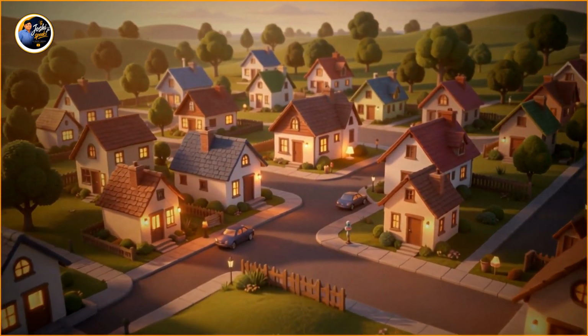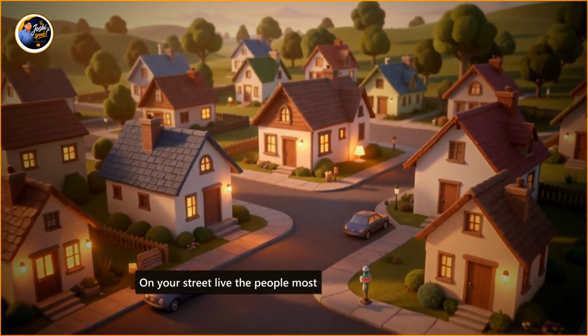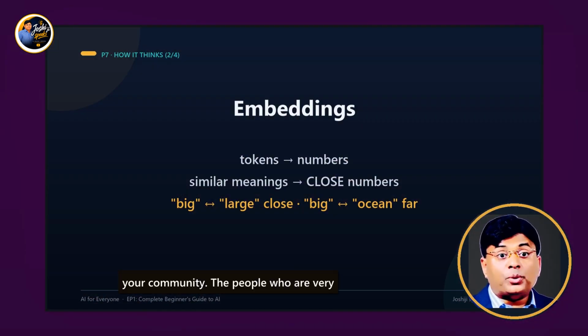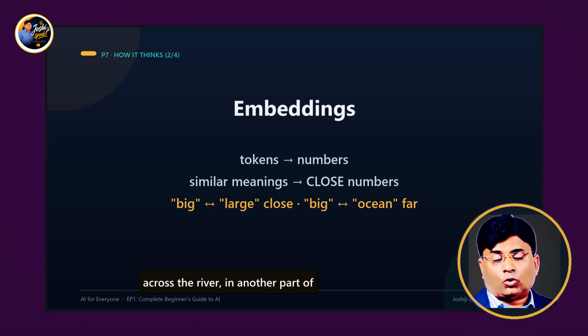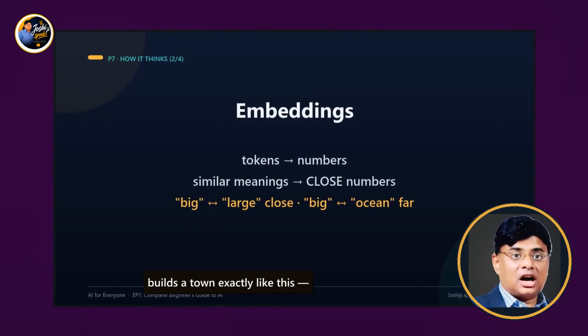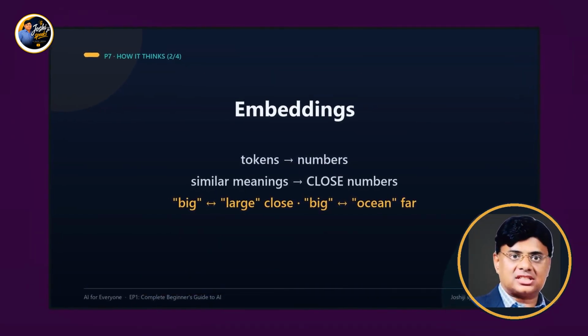Picture your own town. On your street live the people most like you, your neighbors, your community. The people who are very different from you live far away, across the river, in another part of town. Now, the AI builds a town exactly like this, but for words.